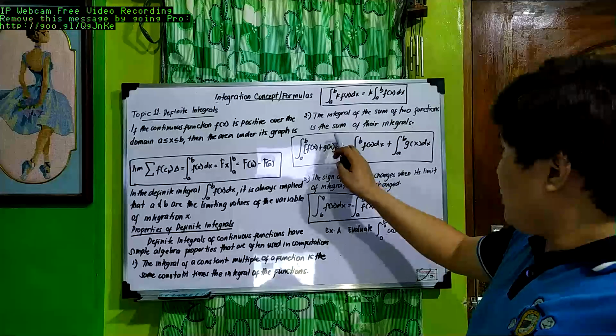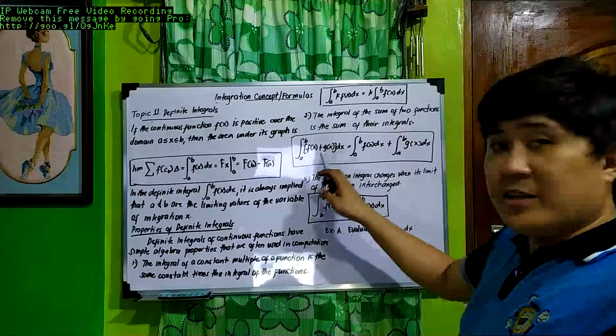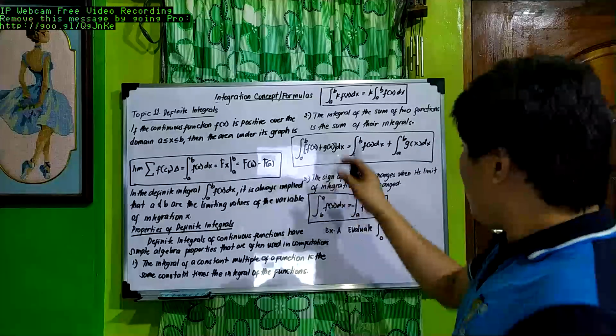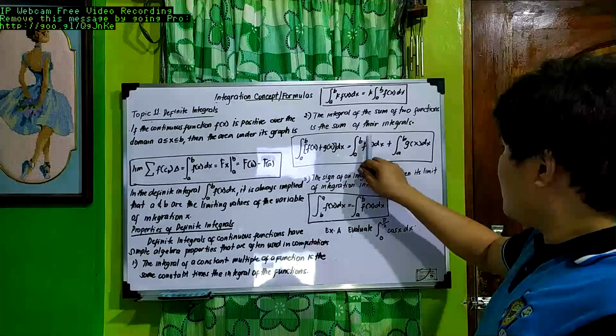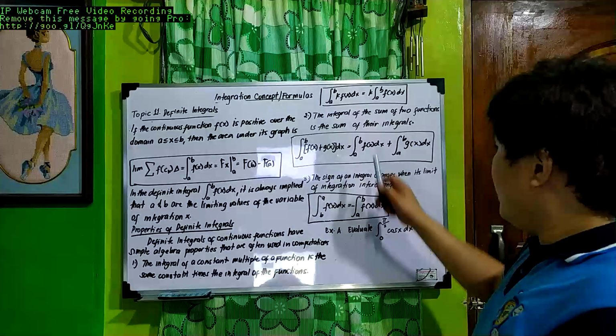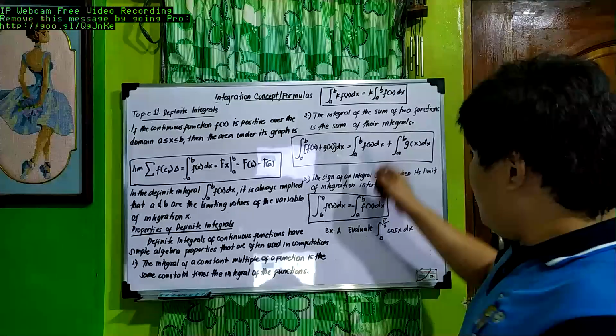The second property is the sum of two functions, which is identity number 3 that we've already discussed. Here, you just separate the two functions and integrate individually, and you also do the limits individually.